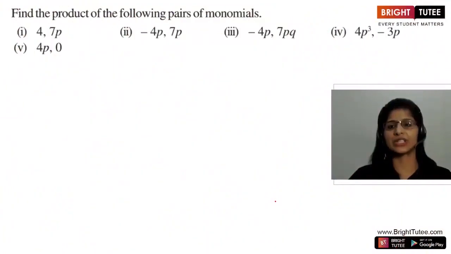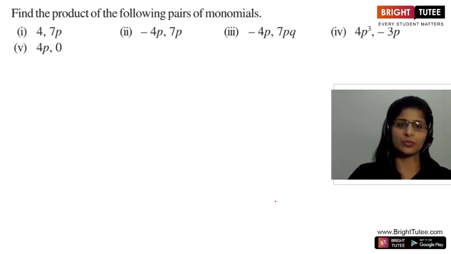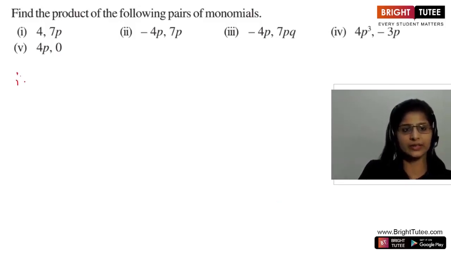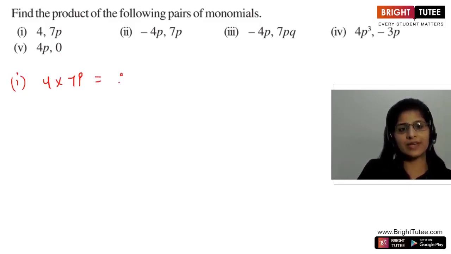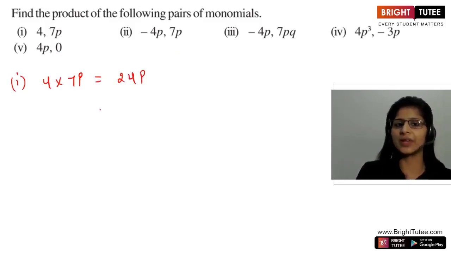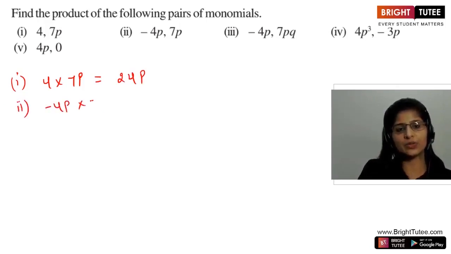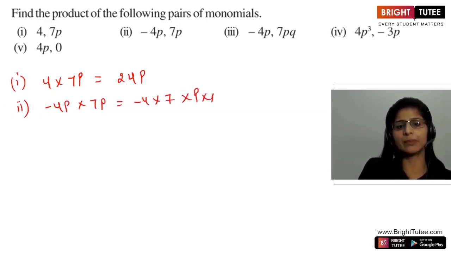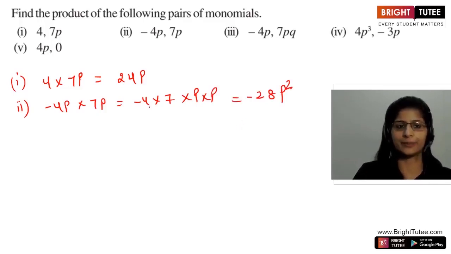Here is another question. In this we have to find out the product. So to find out the product of the pairs of monomials, the first one, 4 and 7p. 4 into 7 is 28, 28p is the product of it. Second one, minus 4p into 7p. So just see, minus 4 and 7 will get multiplied and p will get multiplied. Minus 28 p square.